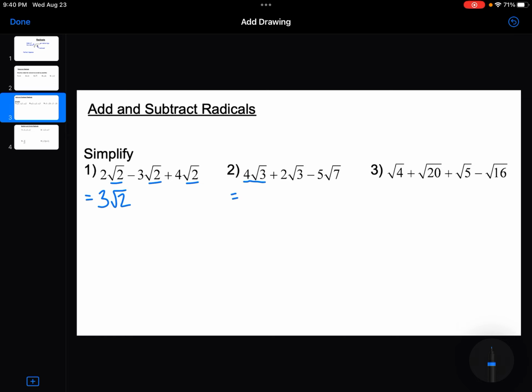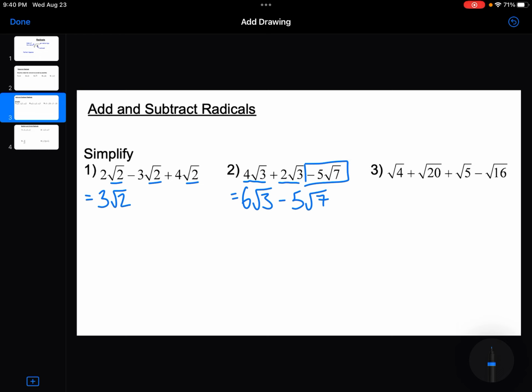The next one here, we've got a root 3, but then here we have a root 7. Well, I can't put that root 7 with anything. I can add my root 3's. So we end with 6 root 3 minus 5 root 7. And I'm just going to leave that. There's nothing further that I can do here. I can't put the values together because I don't have like terms.